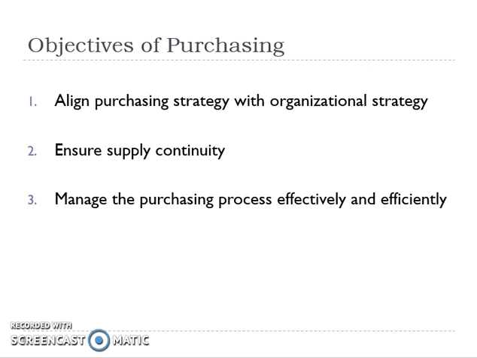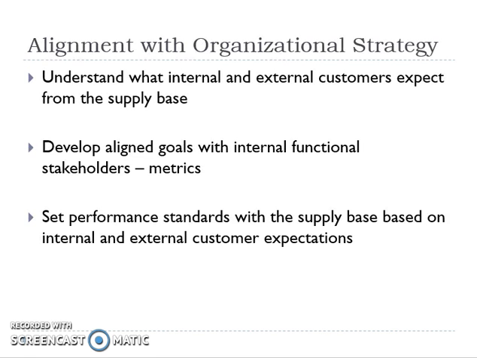I talked about alignment of strategy with the organization. Let's break it down a little bit further. We need to understand what our internal and external customers expect from us. Not as purchasing agents, but what do they expect from our suppliers? If those expectations are not communicated, or as we'd say, flowed down to the supply base, we run the risk of not being in alignment, but also not meeting the needs of our end customers.